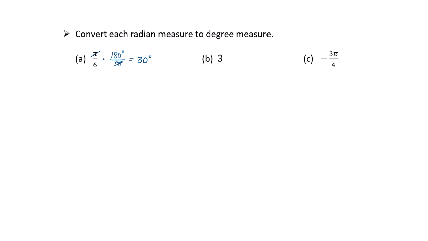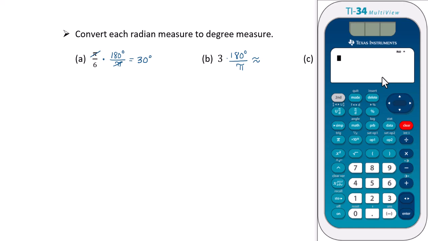Next, I have 3 radians. Same procedure, I'll multiply by 180 degrees divided by pi. Here, there is no pi to cancel out, so I'll go ahead and put this into my calculator to get a decimal approximation. 3 times 180 divided by pi.